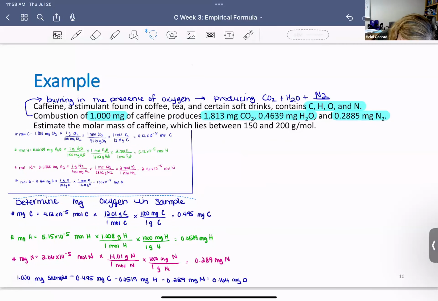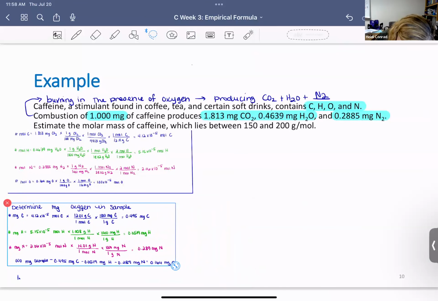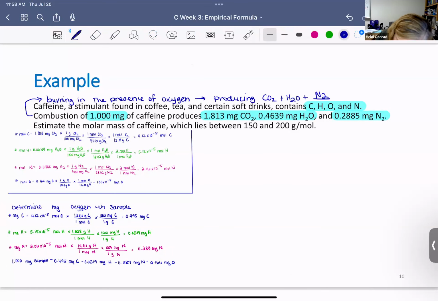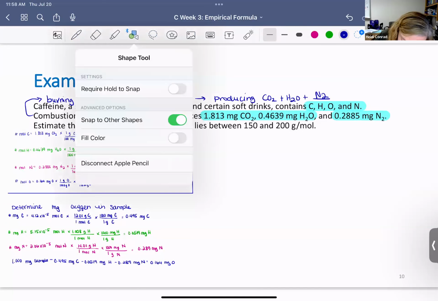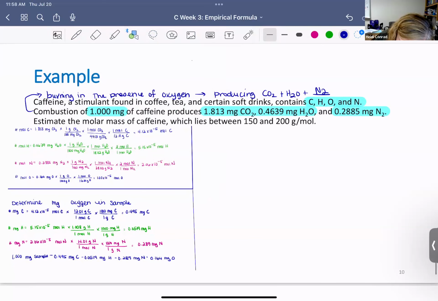I'm going to shrink this down because again, we're still not even done yet, and I need some space. Now I know my moles of each species though, which is good. So I can use that to figure out the actual empirical formula and then the molecular formula.